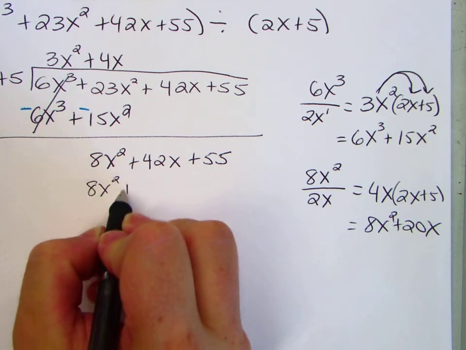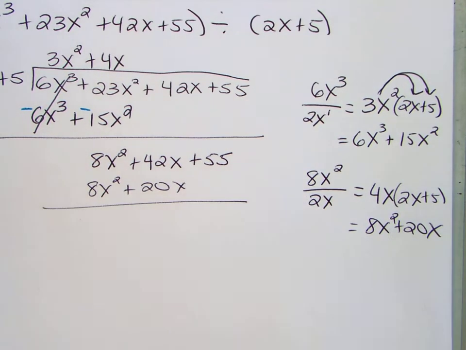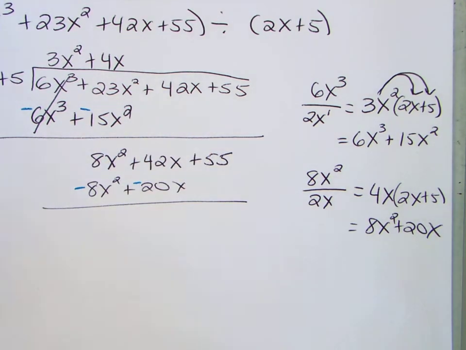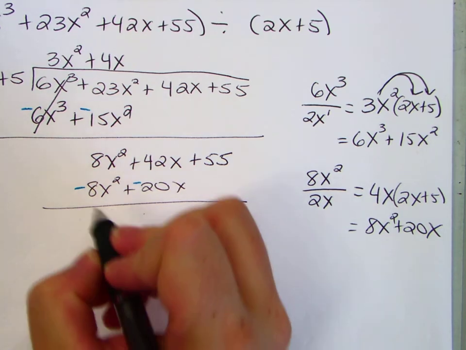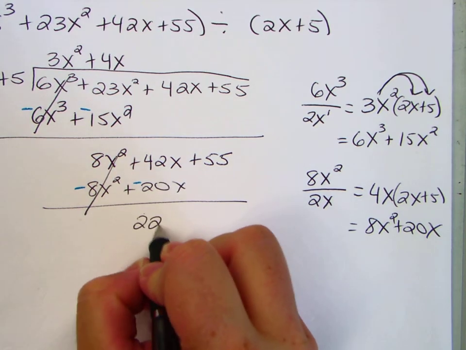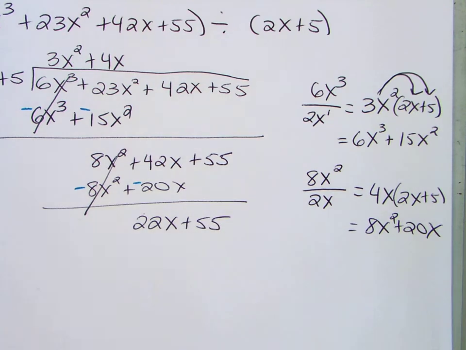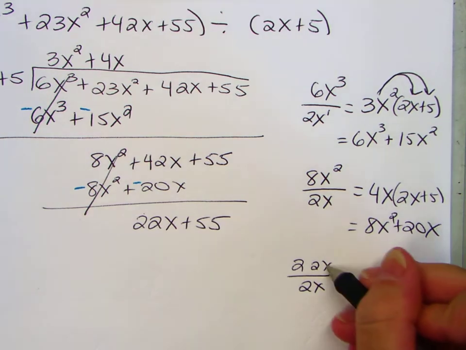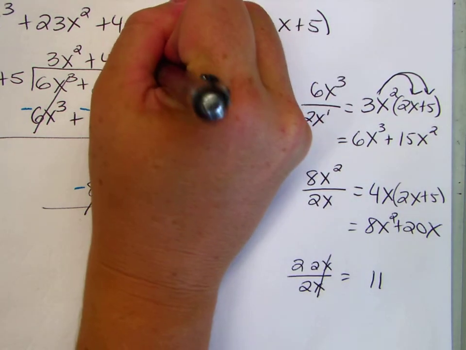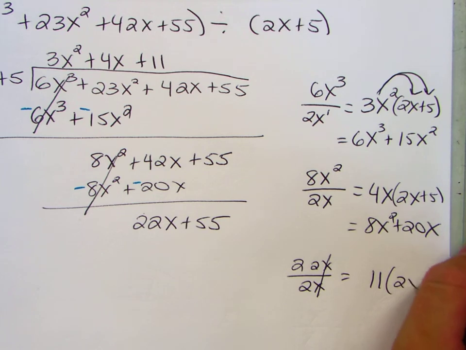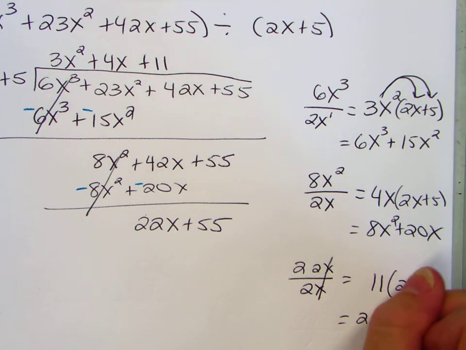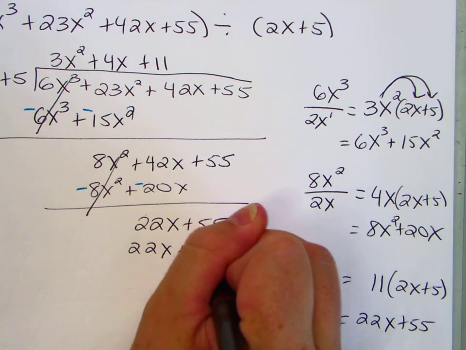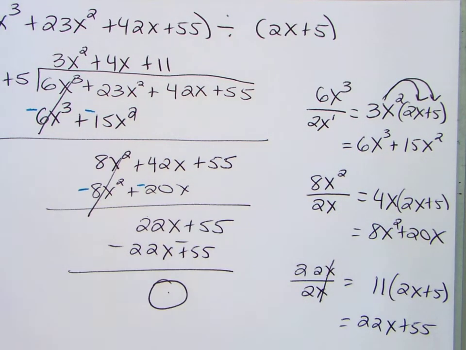8x squared plus 20x. We now subtract. Divide, multiply, subtract. This cancels. 22x plus 55. Last time, 22x over 2x. The x's cancel and you get 11. Distribute. 22x plus 55. Oh, yay, we get the same thing again. Minus, minus, 0. No remainder.